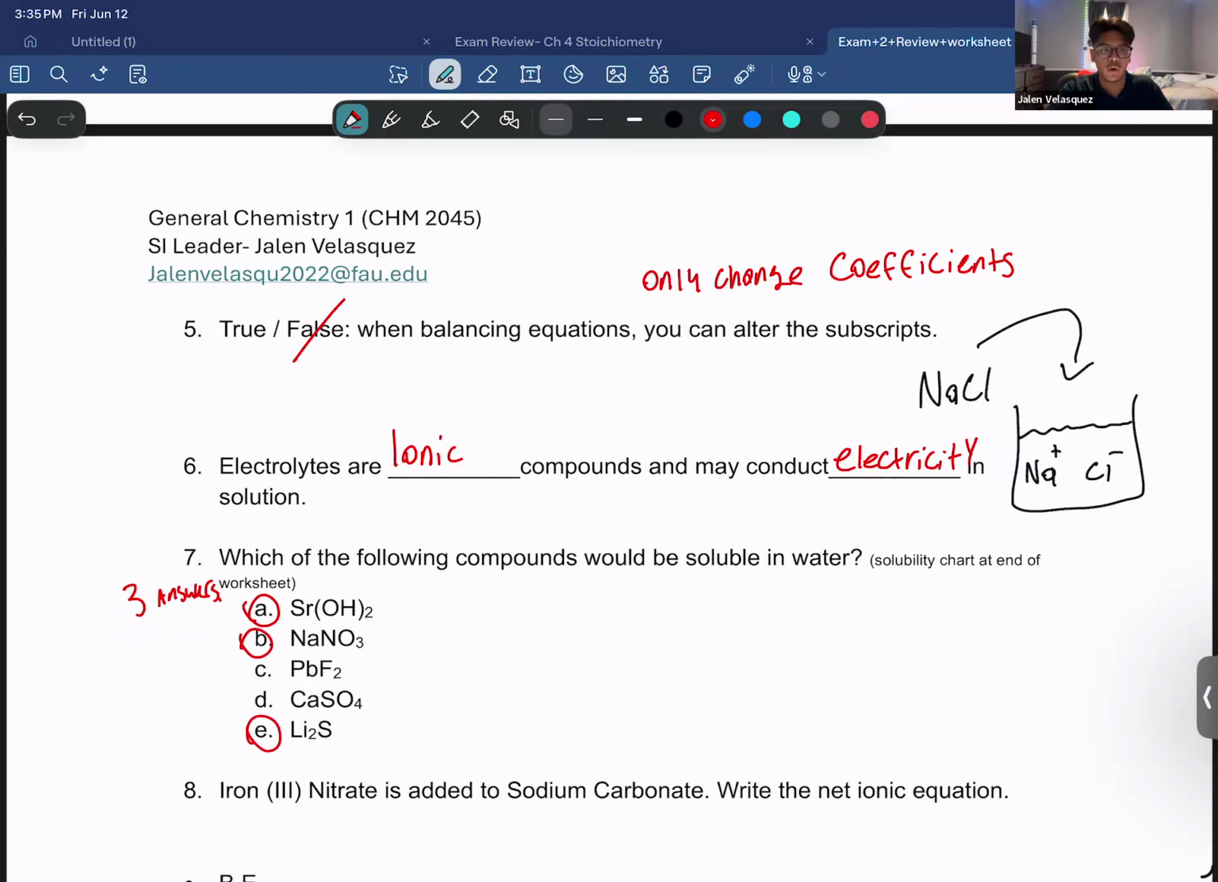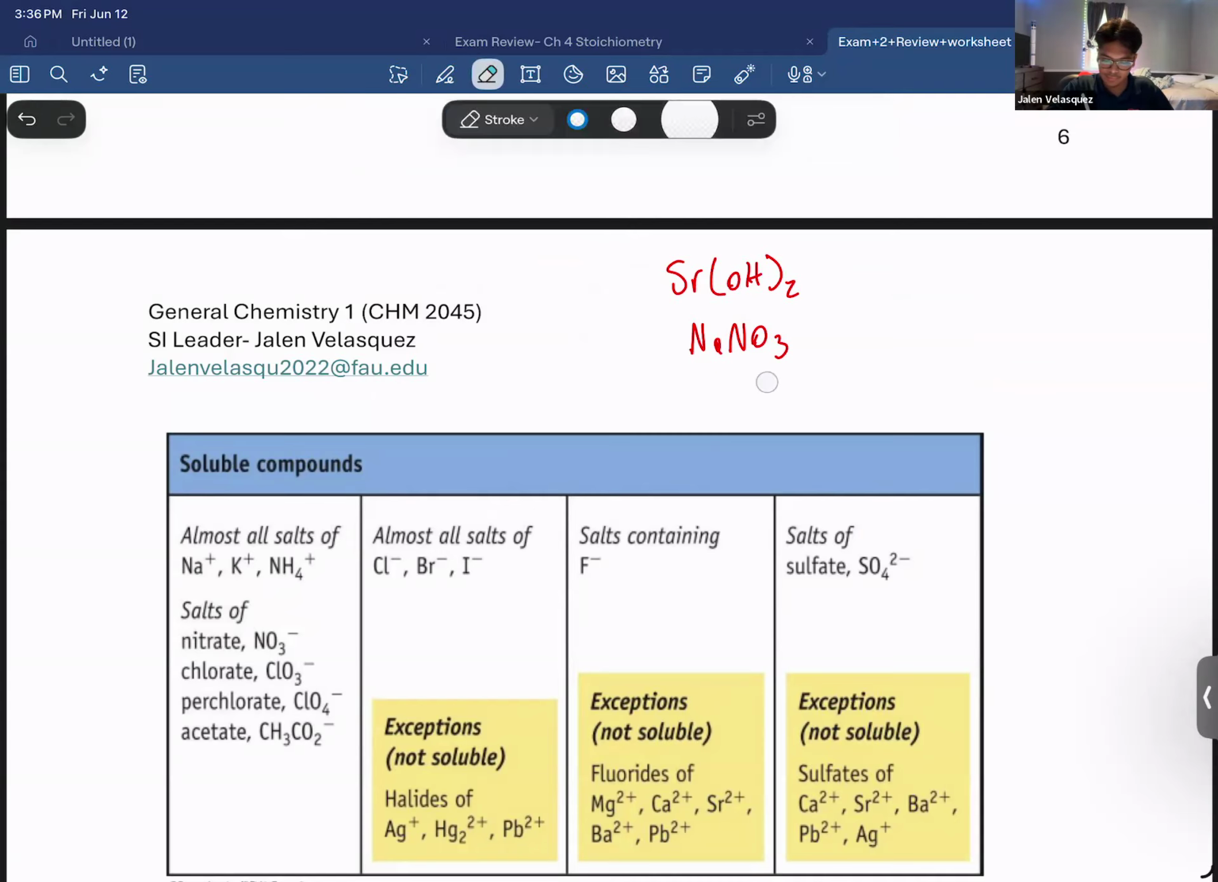Really this just comes from looking at the chart and reading it, right? So we had strontium hydroxide, sodium nitrate, and lithium sulfide. So it's really just a matter of reading the chart.